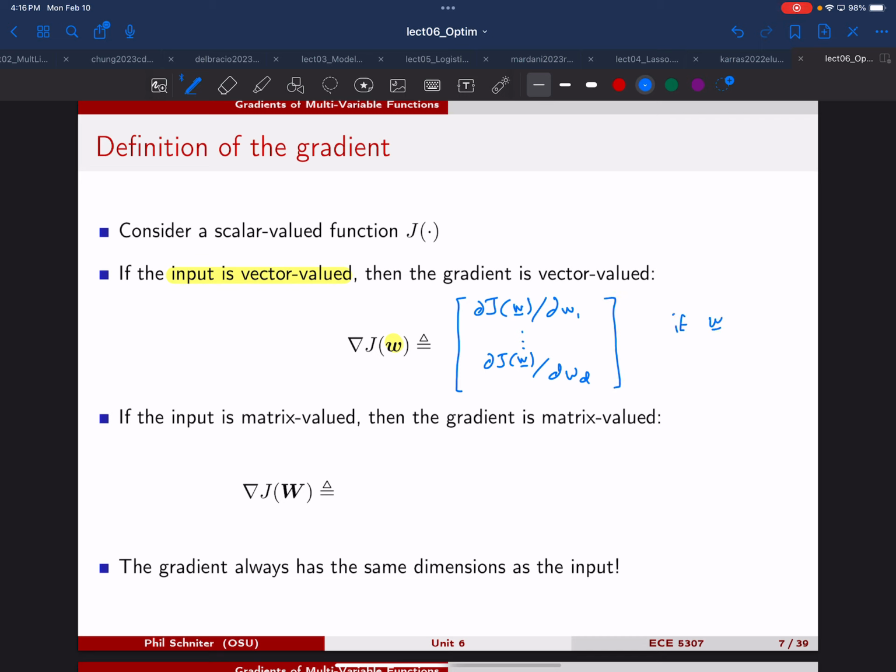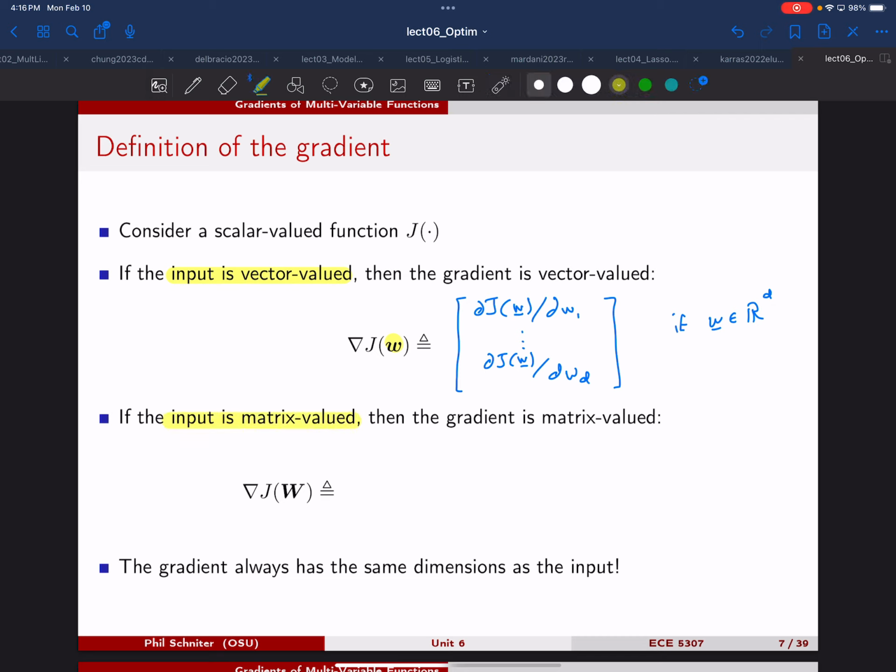So this would be in the case that this is a d-dimensional vector. Here, the gradient is a vector of the same dimension as W. The first element is just the partial derivative with respect to the first term in W. The second element of the gradient is the partial derivative with respect to the second element in W, and so on. Okay, so that's the familiar case we've been working with.